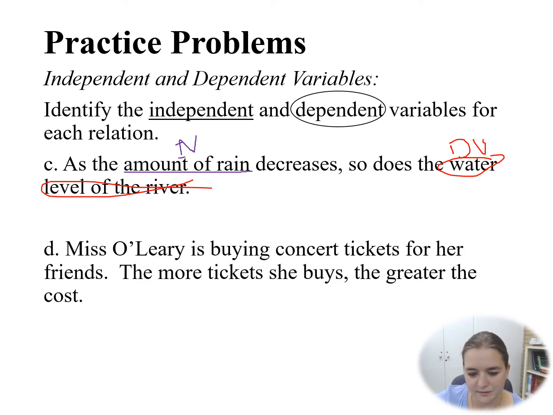One more example here. If Miss O'Leary is buying concert tickets for her friends, the more tickets she buys, the greater the cost. So again, this time, the more tickets that I buy, that's the one that's subject to choice. And then the effect, that dependent variable, is the cost. So if I were graphing either of these situations, the amount of rain or the number of tickets would go on that x-axis, and then I would plot the result, either the water level or the cost, on the y-axis. X values partner with independent variables, y values partner with dependent variables.